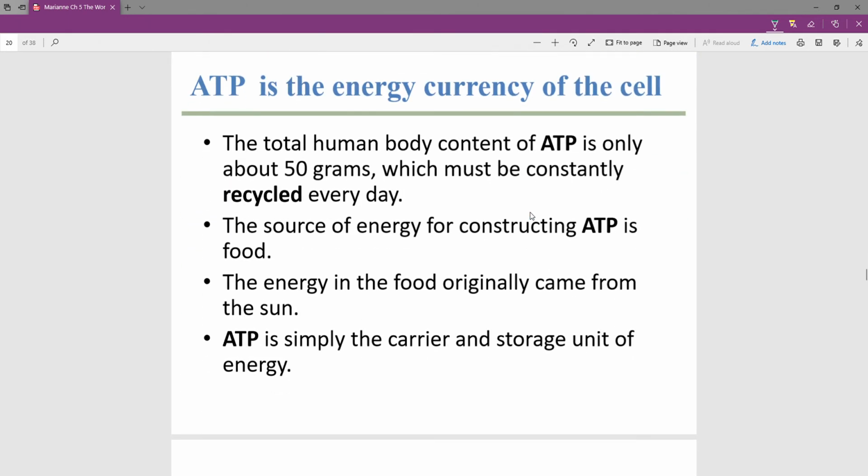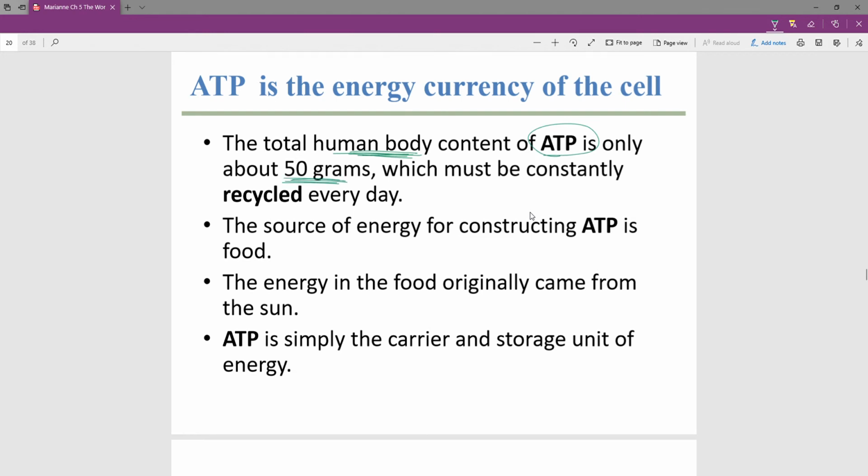Oftentimes it's said that ATP is the currency of the cell. It's what you have to spend in order for things to happen. And so if we were to take your whole body, and I don't recommend doing this, but separate it out into all the molecules that make you up, ATP would only be 50 grams of it.